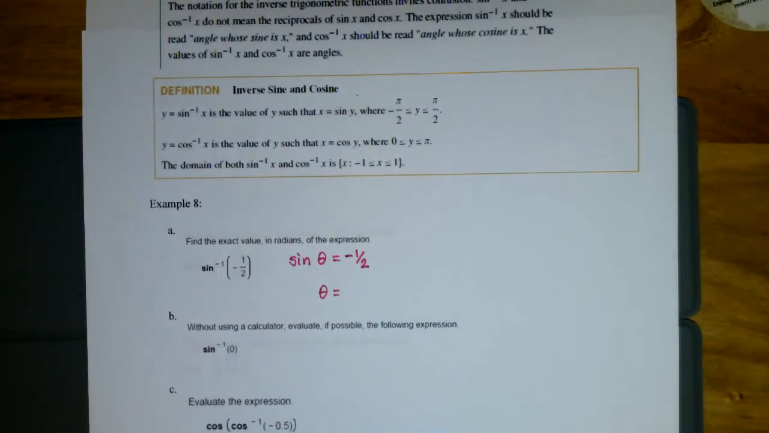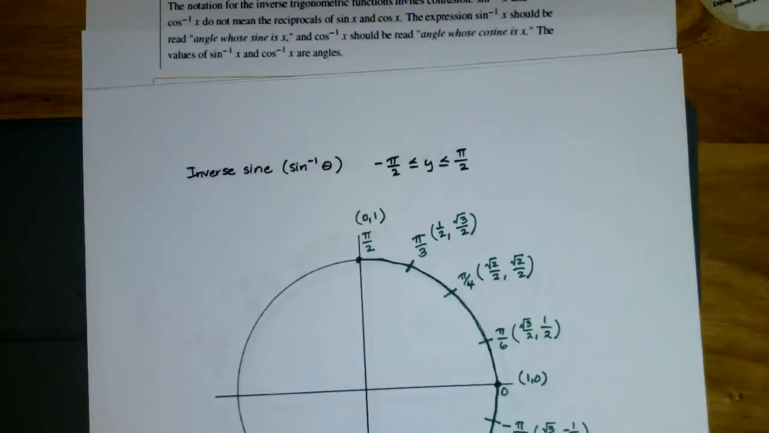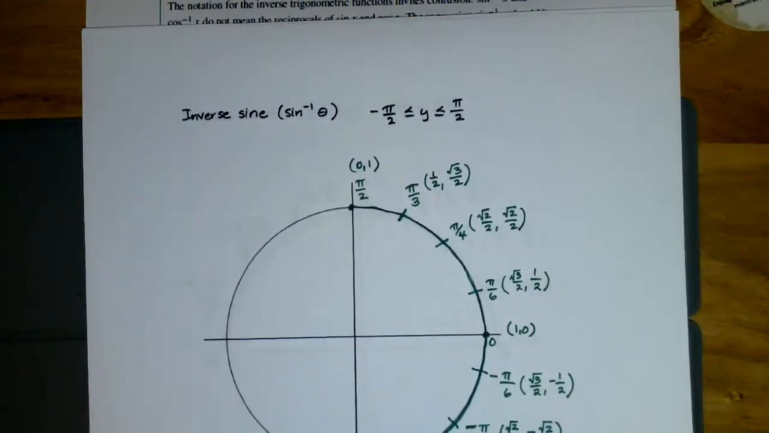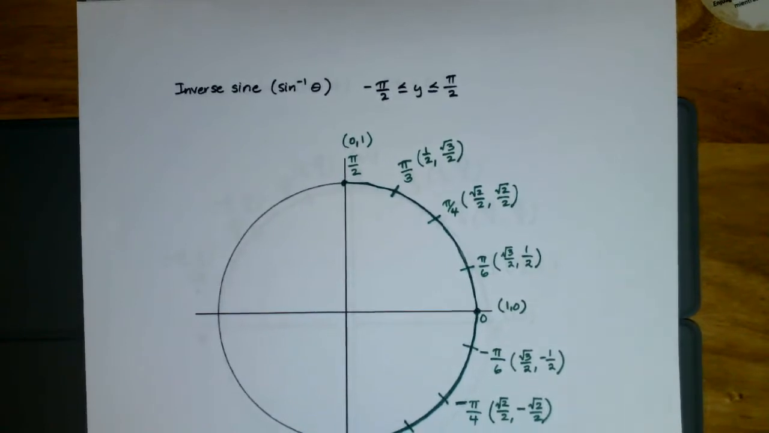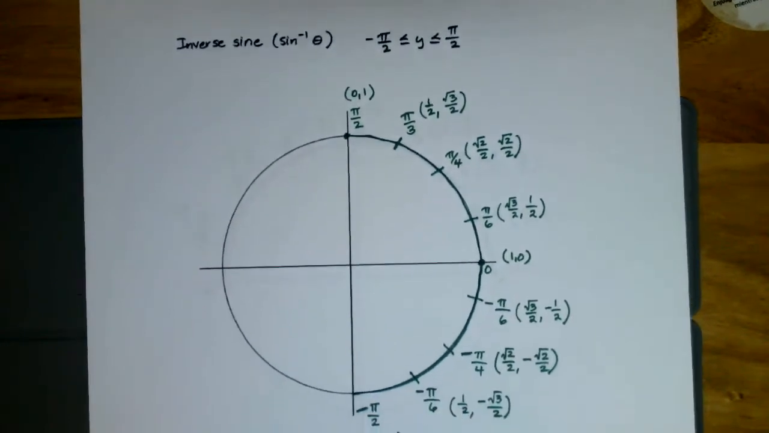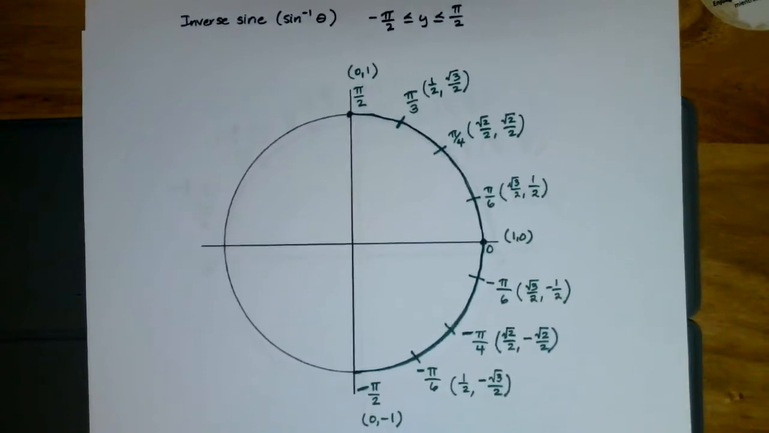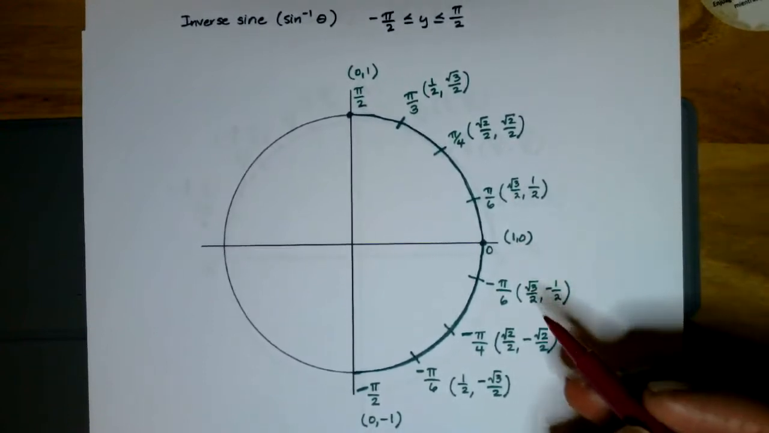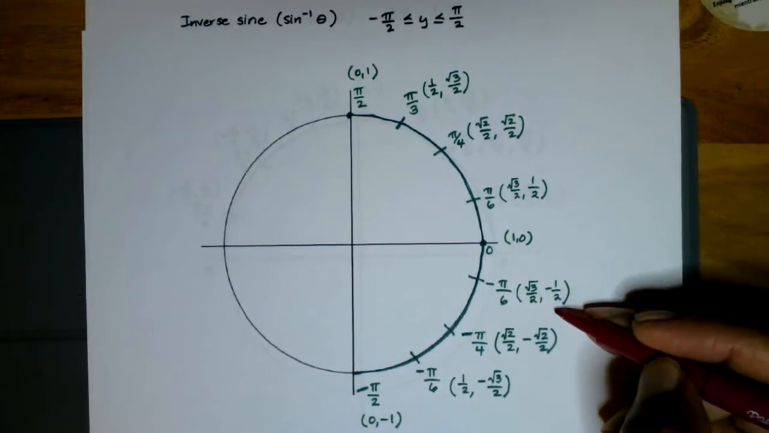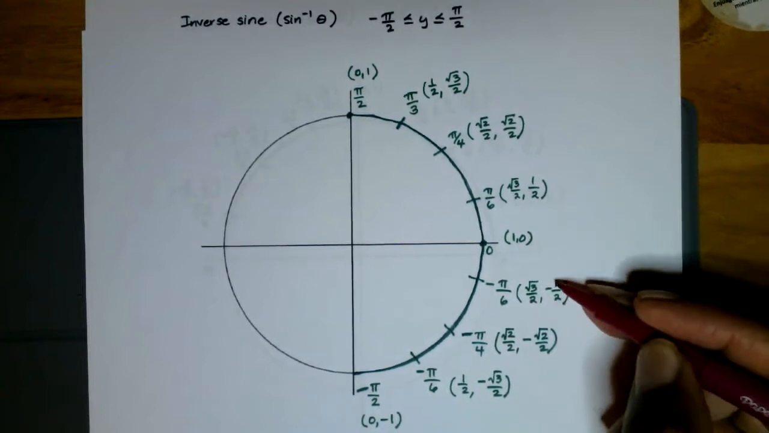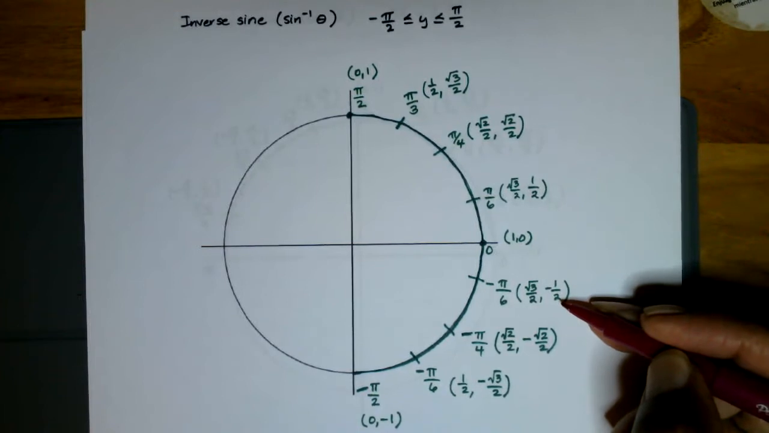Okay, and this is where we use our unit circle right here that I have here. So here, keep in mind that the sine is going to be the y coordinate. So I need to find the y coordinate that contains negative 1/2. And in this case, here's negative 1/2 here. That's the y coordinate. That represents the sine of the angle equaling negative 1/2.